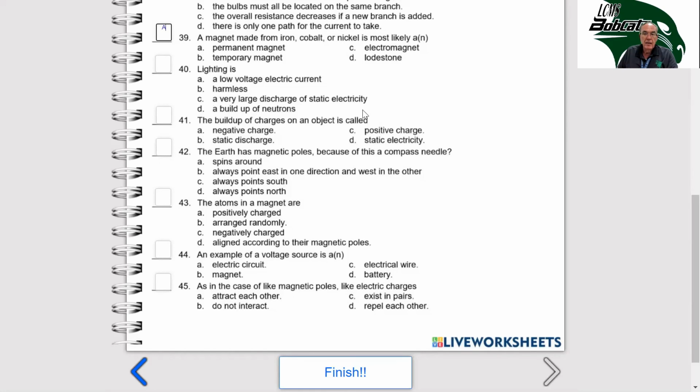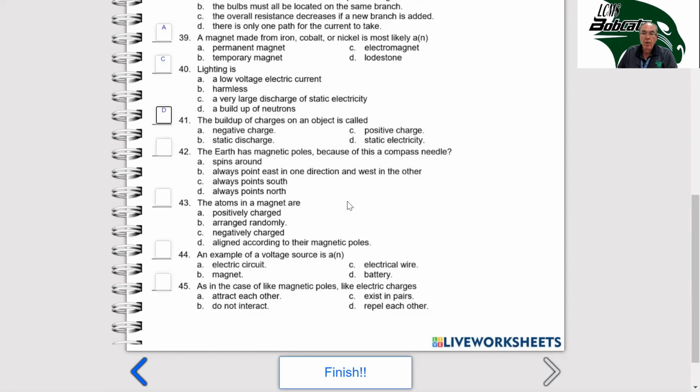Lightning is low voltage electric current. No. It can kill people. Harmless? No. A very large discharge of static electricity. That sounds correct. And a buildup of neutrons. Neutrons have no charge, so that's not either. So we said C. Buildup of the charges on an object is called static electricity. Discharge is when it discharges, like lightning. Negative charge or positive charge buildup is called static electricity, D.